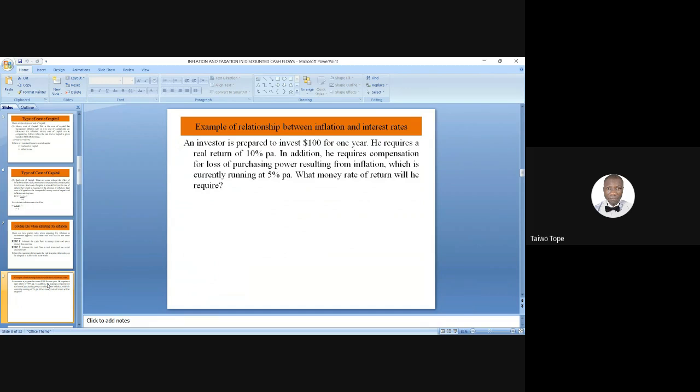So, which is currently running at 5% per annum. What money rate of return will he require? So, just to compensate for inflation, his money needs to increase by 5%. And when his money increases by 5%, this hundred dollar will be multiplied by the increase of 5%, multiplied by 1.05.